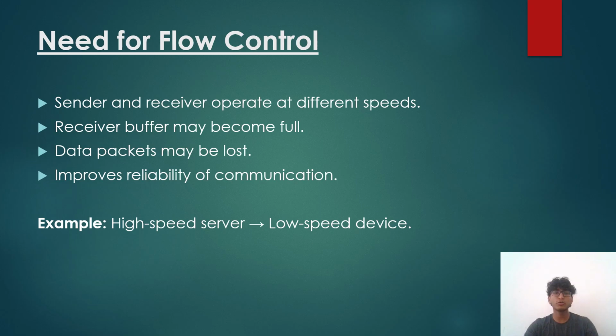Now let's go on to the need for flow control. So why is flow control important? What happens is that sender and receiver operate at different speeds. The receiver buffer may become full at some point of time, and because of that, data packets may be lost. By using flow control, we can improve the reliability of communication. For example, we have a high speed server to low speed device connection. Different devices operate at different speeds. If the sender transmits too fast, the receiver may not handle the data. Flow control basically ensures reliability and smooth communication.